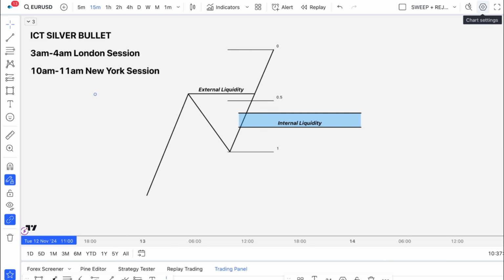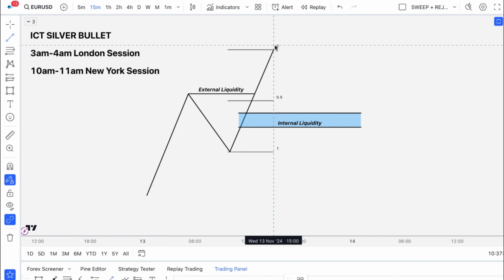Today I'm going to show you guys the best ICT silver bullet strategy that is guaranteed to make you money every single time within the markets. So let's just jump straight in. A lot of you guys might already be familiar with the ICT silver bullet. If not, that's absolutely fine.